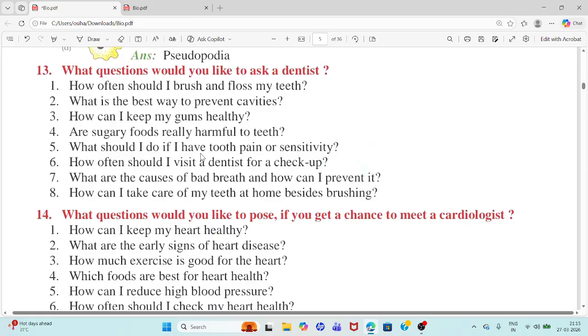What should I do if I have a tooth pain or sensitivity? How often should I visit a dentist for a checkup? What are the causes of bad breath and how can I prevent it? How can I take care of my teeth at home besides brushing? So these are the questions you have to ask a dentist.